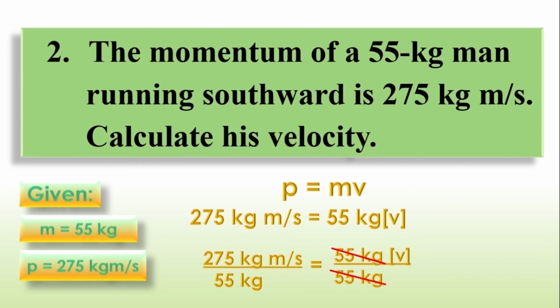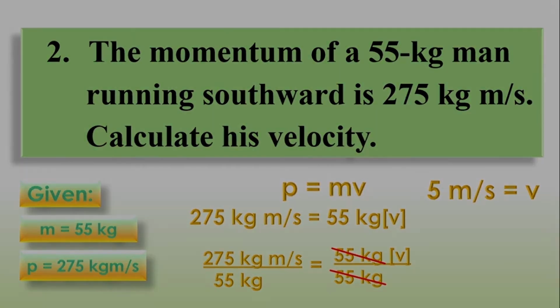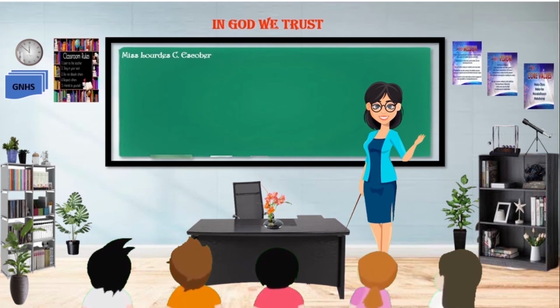So we have 275 kilogram meter per second over 55 kilograms equals 55 kilograms divided by 55 kilograms multiplied by v. 275 kilogram meter per second divided by 55 kilograms is equal to 5 meters per second. Therefore, the velocity of the man is 5 meters per second. Any question regarding the solution in problem number 2? None. Great!